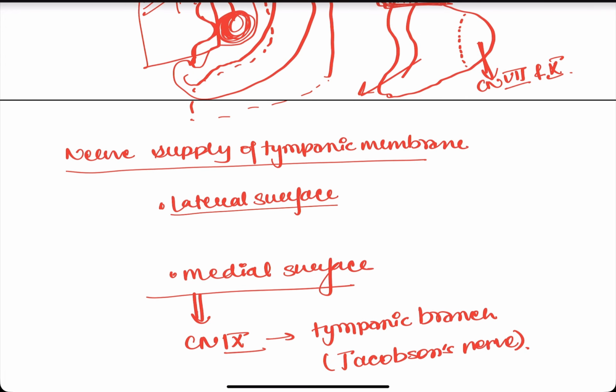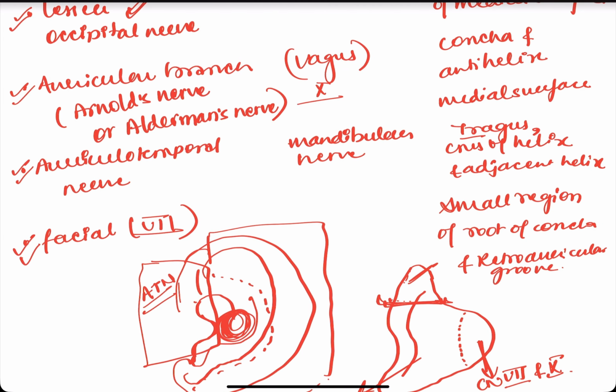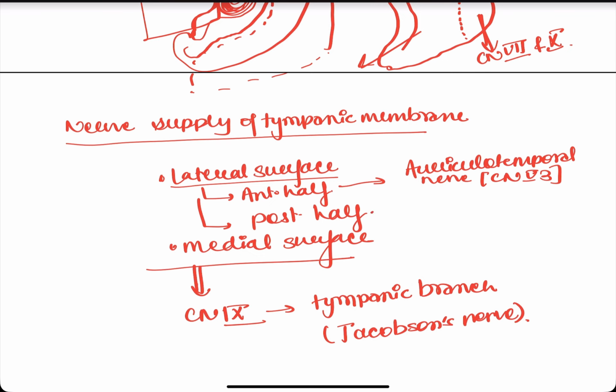अब आते हैं lateral surface पे. तो lateral surface के 2 part हैं जो अलग अलग supply होते हैं, anterior half and posterior half. तो हमारा जो एंटीरियर हाफ है वो सप्लाई होता है ओरिकुलो टेम्पोरल नर्व। अब ओरिकुलो टेम्पोरल नर्व जो है वो क्रेनियल नंबर ट्राइजेमिनल की थर्ड ब्रांच दैट इज मैंडिबुलर नर्व की ब्रांच है। एंड पोस्टीरियर हाफ इज सप्लाइड बाय वेगस नर्व। वेगस नर्व की ब्रांच को क्या कहते हैं? ऑरिकुलर branch of vagus, which is our cranial number 10th. So this is the nerve supply of the tympanic membrane.